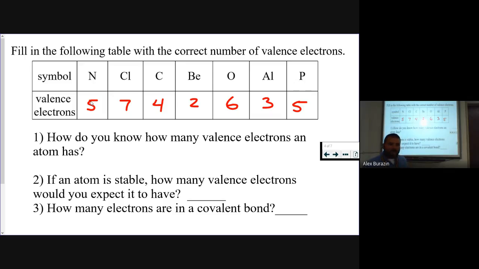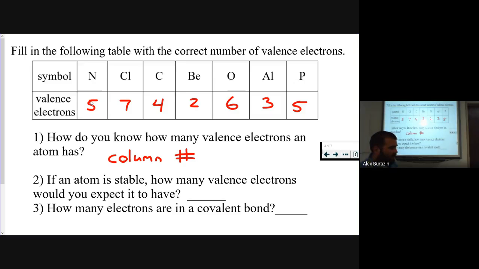All right, so question 1 underneath this little table, how do you know how many valence electrons an atom has? You can use the column number. Now, what you have to be careful of is that on some periodic tables, the last 6 columns, the boron, carbon, nitrogen, oxygen, the halogens, and the noble gases, those families are sometimes numbered 13 through 18. In that case, it would be the ones place of that number. So if I'm in column 15, it has 5 valence electrons. Column 17 has 7 valence electrons.